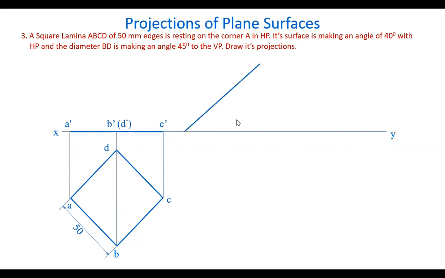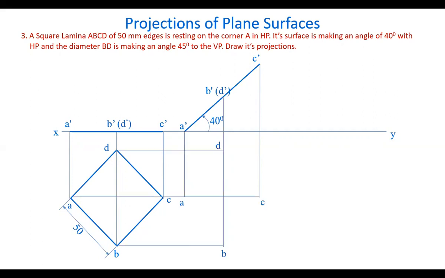So draw a line here at 40 degrees angle and reproduce the same front view. The same points are marked. Now let's draw the top view, projectors from front view here, and draw horizontal lines, mark the intersection points, join them by straight lines. You get the top view when its surface is making an angle with HP.